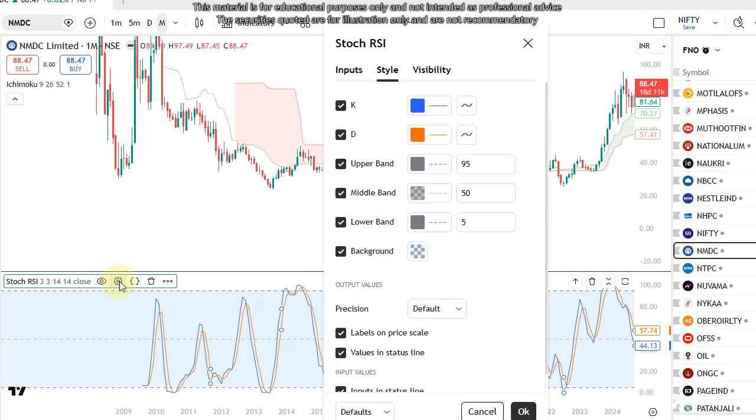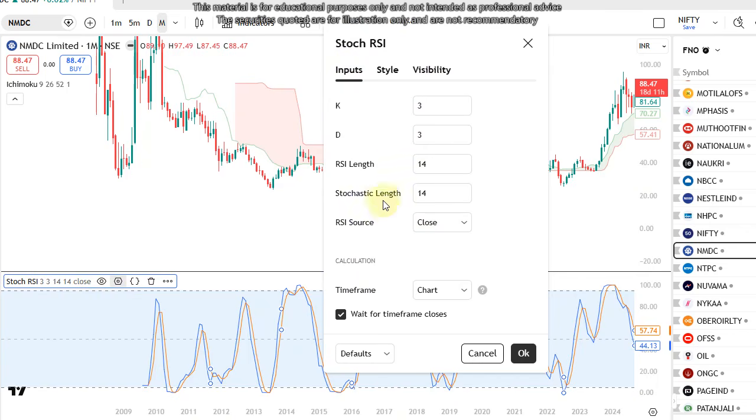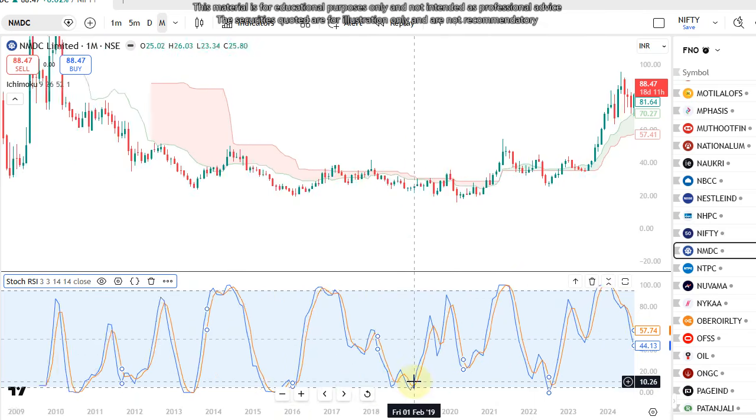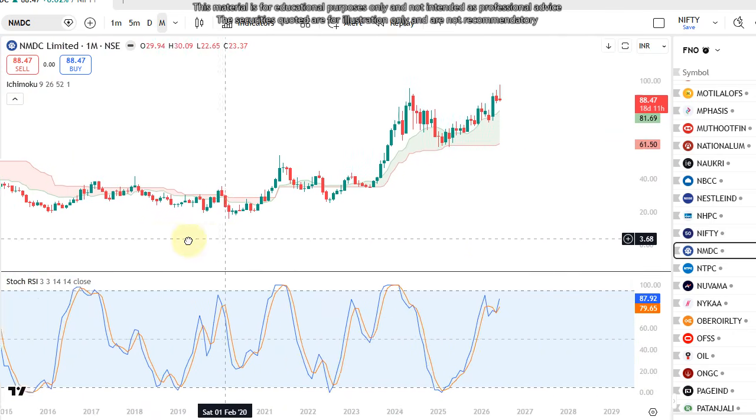In the Stochastic RSI, the inputs are kept as default. The default input is 14, 14, 3, 3. There is no change in this default input. In the style, we are changing the upper band and lower band threshold. Default upper band threshold is 80 and lower band threshold is 20. We are increasing the upper band threshold to 95 and decreasing the lower band threshold to 5, so that we get only the extreme top and bottom reversals of a particular asset.